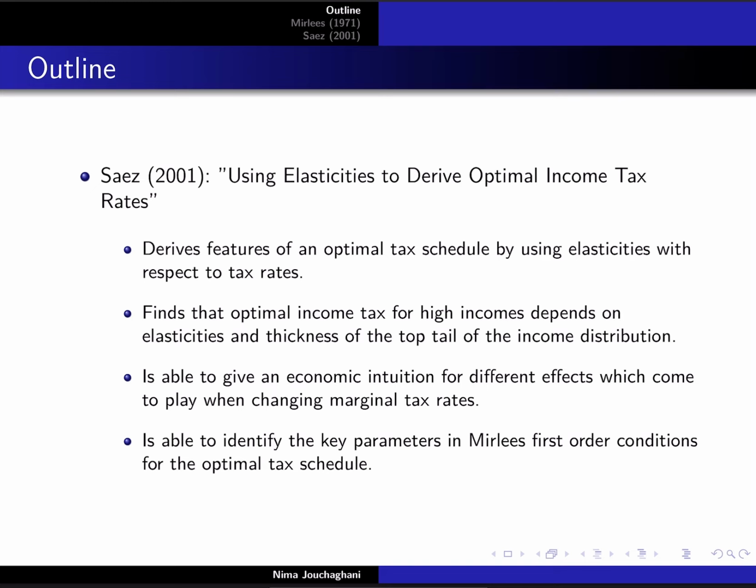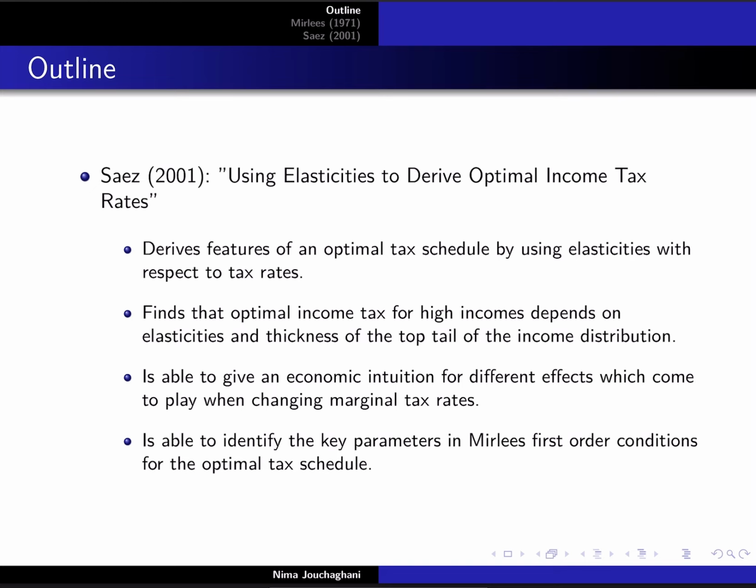And what he basically finds is that the optimal tax rate, so the optimal income tax for high incomes, actually depends on some elasticities, which have a nice economic meaning, and the thickness of the top tail of the income distribution. So how much probability mass do we have on the right end tail of the income distribution? And he derives a quite simple relationship there.